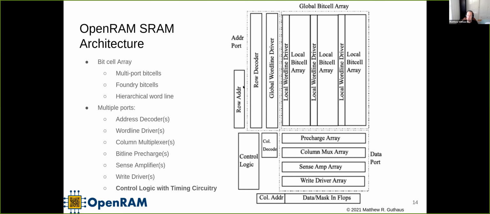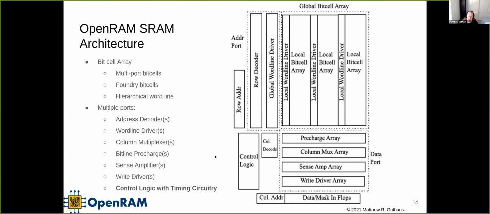Then we have an address port with a hierarchical decoder and the word line driver. We also have a data port, which includes the column mux, sense amp, and precharge and write driver stuff. And then we also have the control logic with timing circuitry.